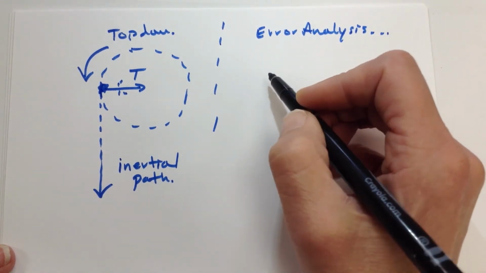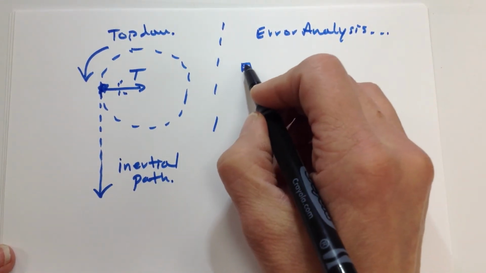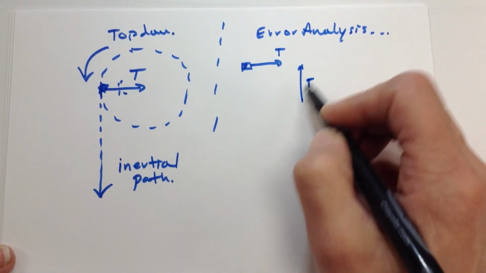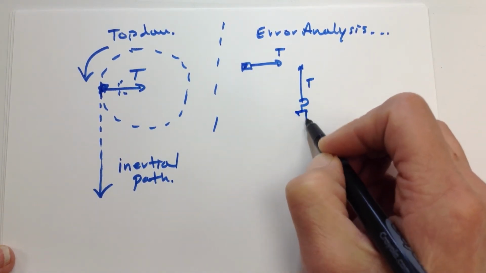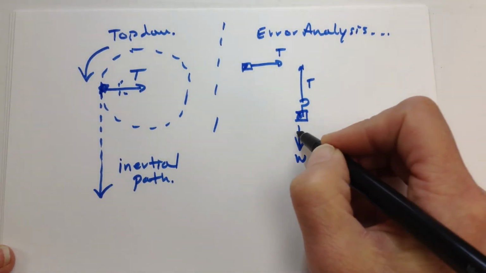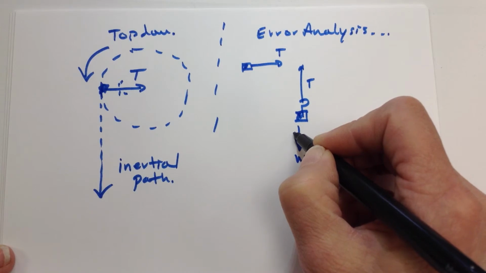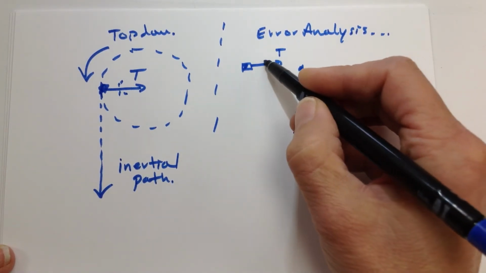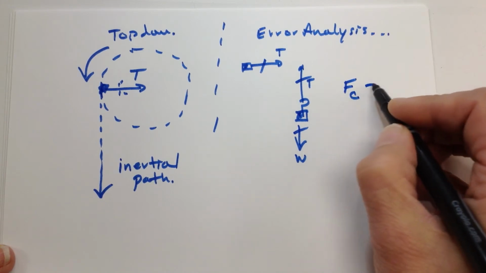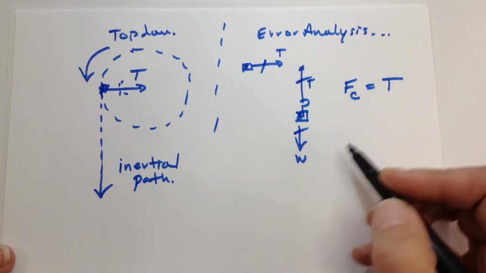So if we remember our free body diagram, we had the rubber stopper, and now that we're looking at a side view, this was our tension force, and then we had the hanging mass right here, and that was equal to the weight of the hanging mass. So if this hanging mass wasn't moving, this weight was equal to this tension force, and in the context of this lab, the centripetal force is the tension force.